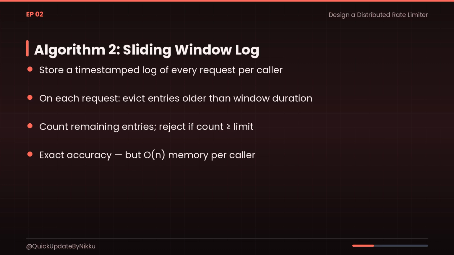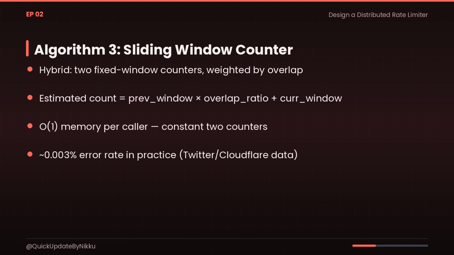badly at high cardinality. Sliding window counter is the pragmatic hybrid used by Cloudflare and Twitter in production. You keep exactly two counters, the previous window and the current window, and compute an estimated count by weighting the previous window counter by how much of it still overlaps the current sliding window. Memory stays constant at 2 integers per caller regardless of traffic volume. The approximation error is statistically negligible in practice, which is why this is the go-to choice for high-scale systems.